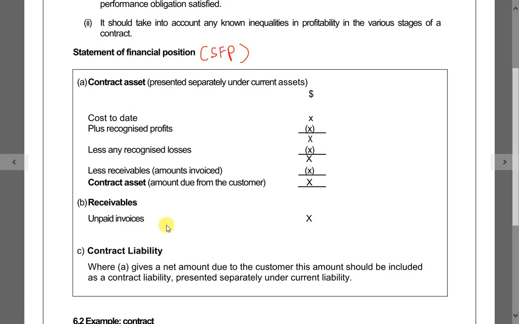So we have a cost to date. Cost to date means the cost you have incurred until now. Assuming you have a project for 3 years, we want to calculate the cost that you have incurred until the 31st December. Okay, cost incurred to date. Assuming you have incurred 1,000, this is for SFP, and the profit recognized is 200. We have incurred 1,000, we recognize 200, so cost plus profit, what do we get?